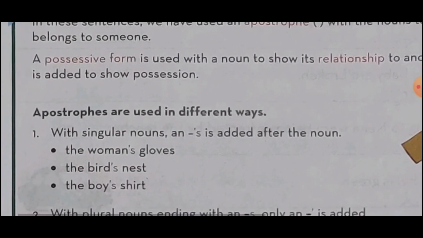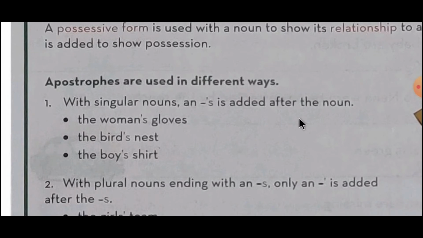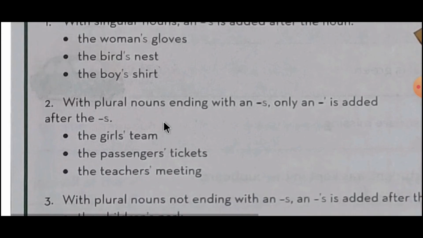Let's see now a few ways in which the apostrophe can be used. Apostrophes are used in different ways. First one, with singular nouns, only apostrophe and s is added after the noun. We have already seen it. The woman's gloves. Here woman only, not women, in the singular form. The bird's nest, the boy's shirt. All the nouns here are singular and their last alphabet is not s at all. So that's why we have to put the sign of apostrophe and s at the last of the noun.